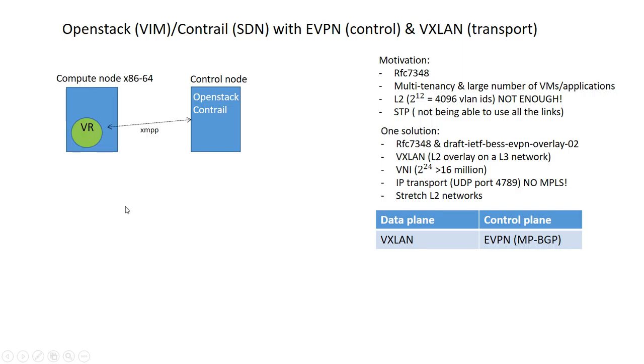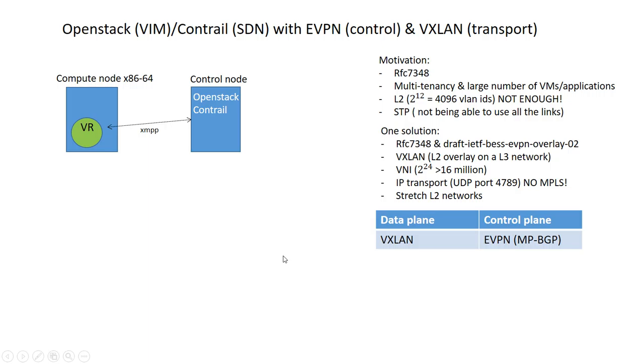We need a compute node, which is an x86 64-bit server. In the hypervisor of this virtualized server is this entity called virtual router. So this is Contrail's forwarding entity, forwarding component. It is a full-blown layer 2 and layer 3 forwarding component. In this case, it is going to work at layer 2.